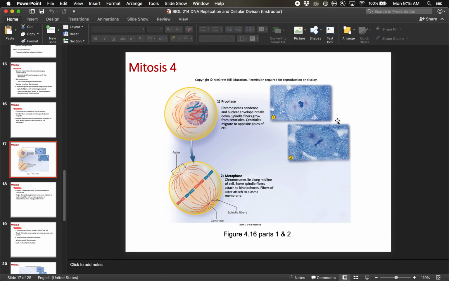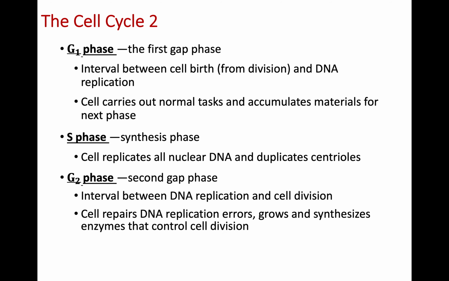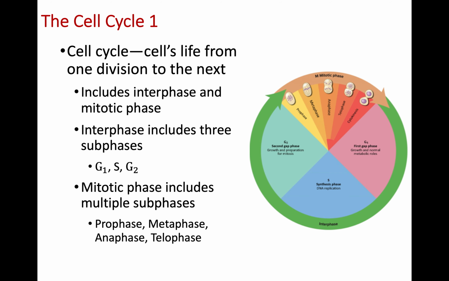This is our second recording, part 2 of 2, on the cell cycle and cellular reproduction. To recap, we talked about, in our last recording, the cell cycle. It's broken up into two phases. We have interphase and mitotic phase. Within mitotic phase, we have mitosis and cytokinesis.